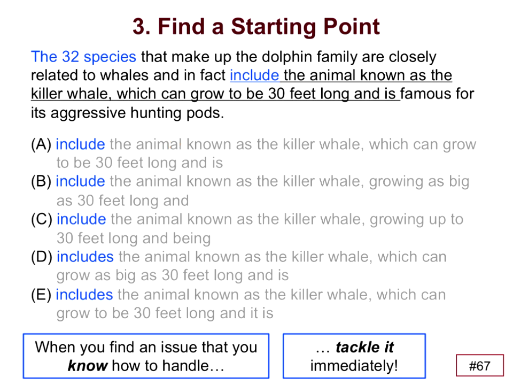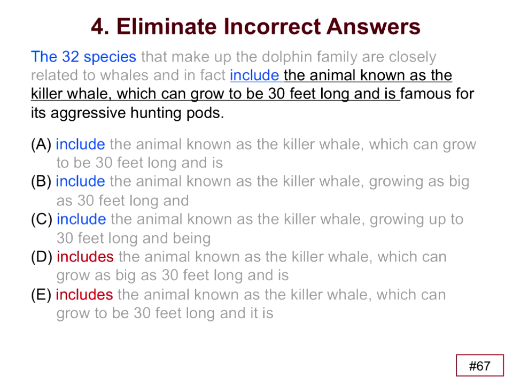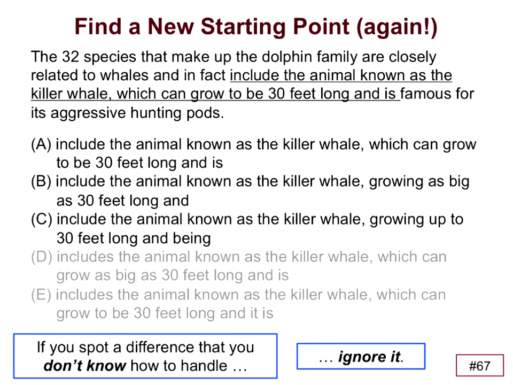And so we are going to get to step 4 now, which is to eliminate any incorrect answers, which means answer choices D and E are gone. Now A, B, and C, they all say include, so they're all correct on that issue. And that means that we now need to jump back to step 3 to find a new starting point. So we're down to 3 answers, and we got to do it all over again. This is one of the other annoying things about sentence correction. You will typically need to find at least 2 starting points and sometimes more on any single sentence correction question, which is, again, why the process is so important.